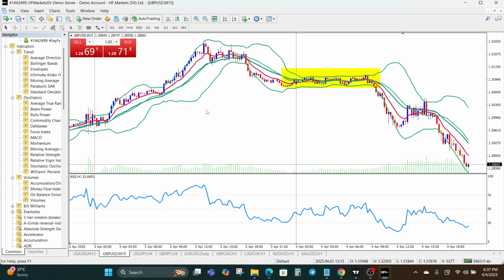Combine these tools to filter trades and act only when multiple signals align. Speed is everything in scalping, so you don't want to waste time analyzing cluttered charts. Keep it simple, focused, and responsive. So those are the best indicators for scalping in MT4 that can seriously sharpen your entries and exits.